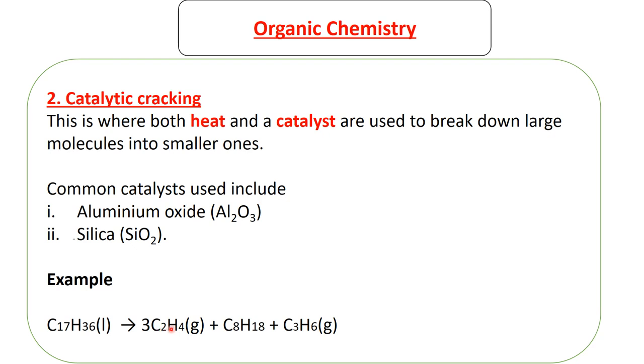How do I tell it's an alkene? Because the general formula of alkenes is CnH2n. So C2H4. Okay, and it also produces another alkane and another alkene. For those who don't understand how to differentiate, you will as we go into the next topic.